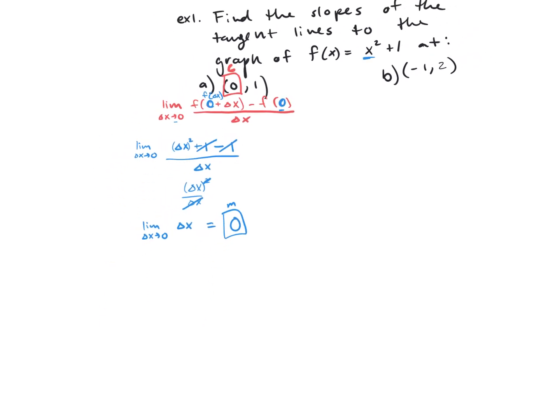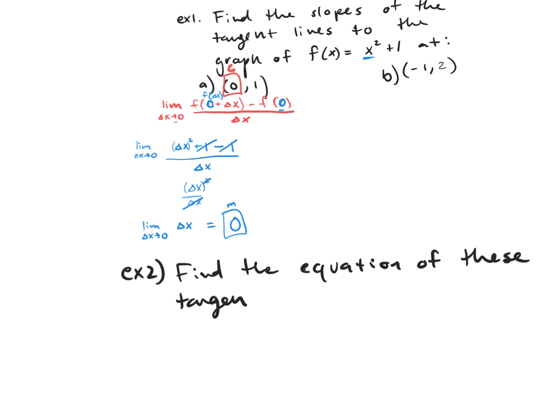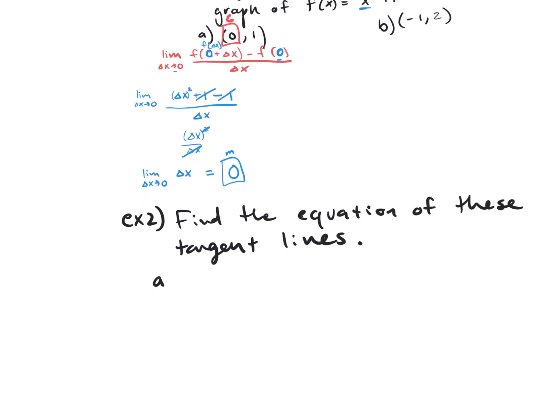I'm going to do kind of a bonus part to this question. We'll do B also, but I'll say example 2. Is to find the equation of the tangent line. Find the equation of these tangent lines. So starting with A. So our first line was at the point 0, 1. And what was the slope that we found at this point?